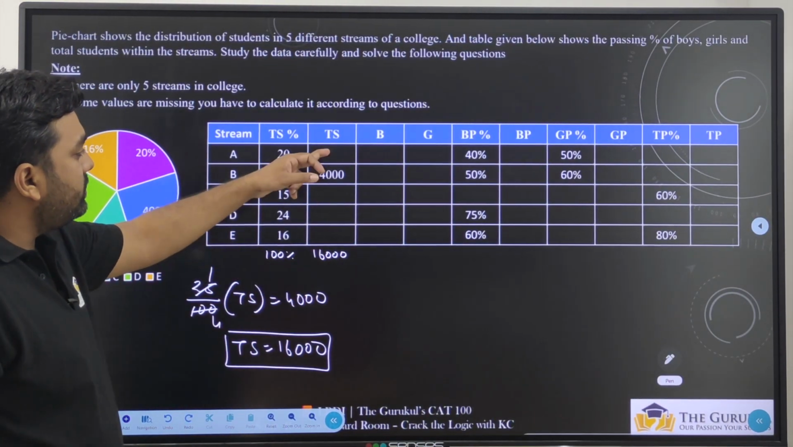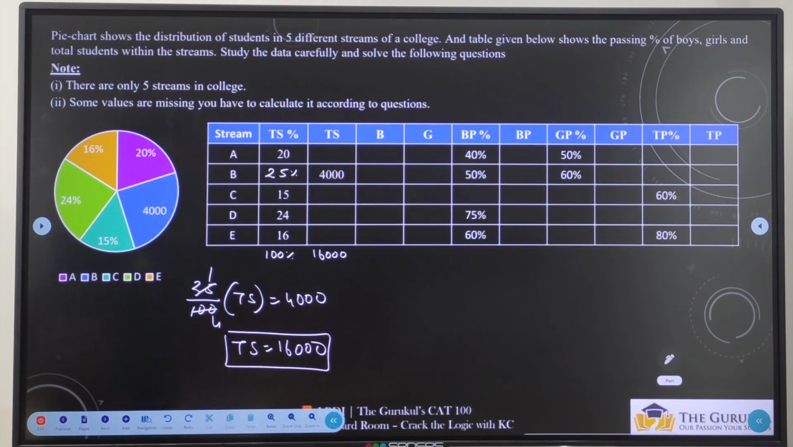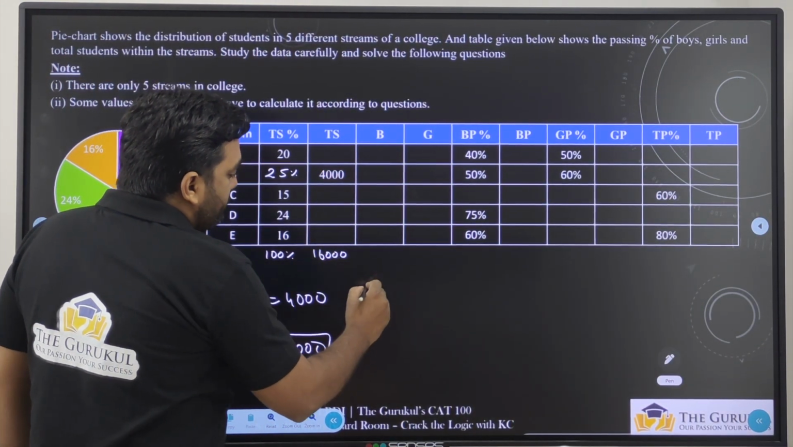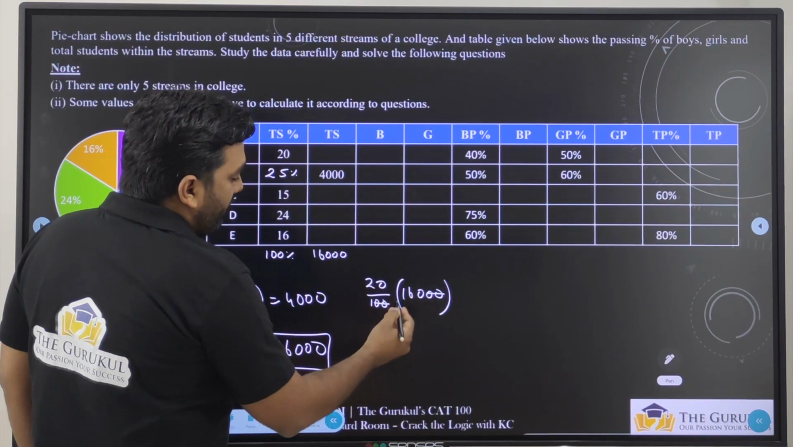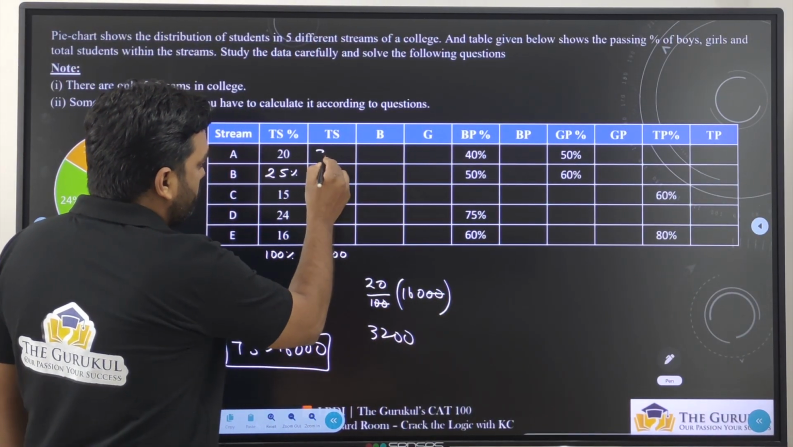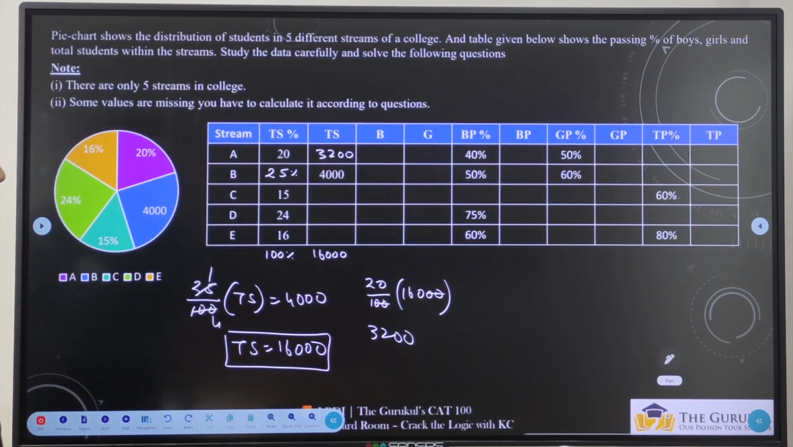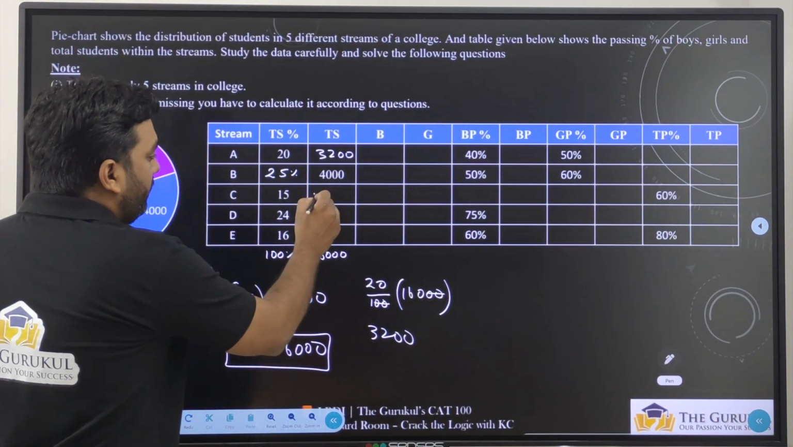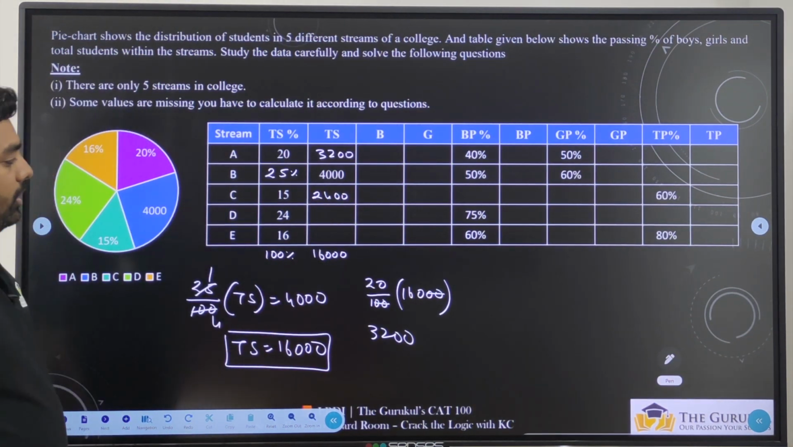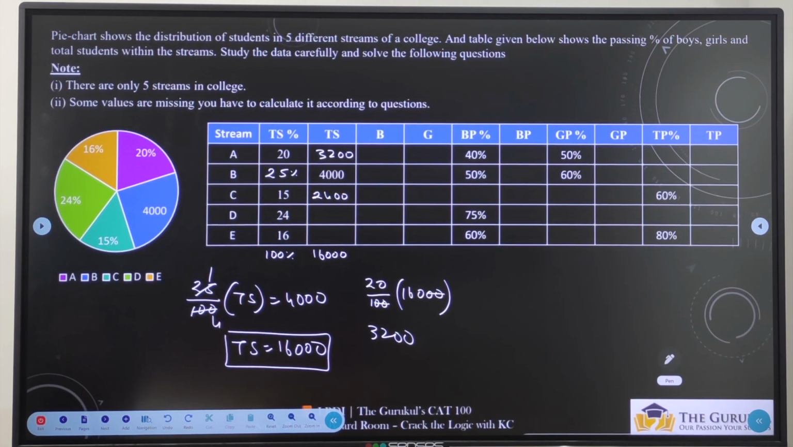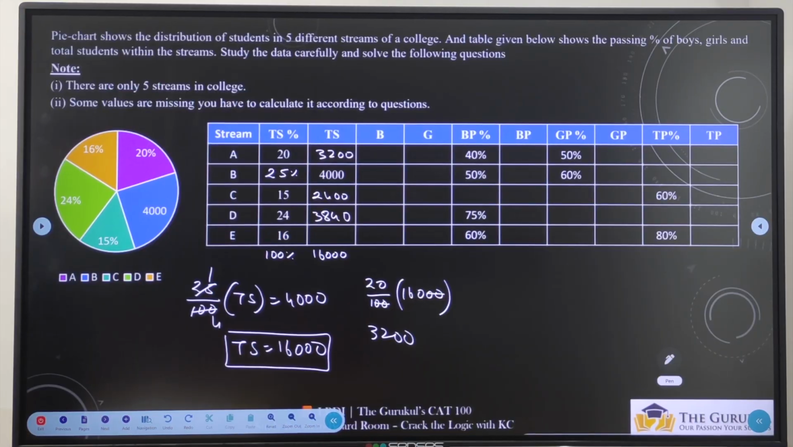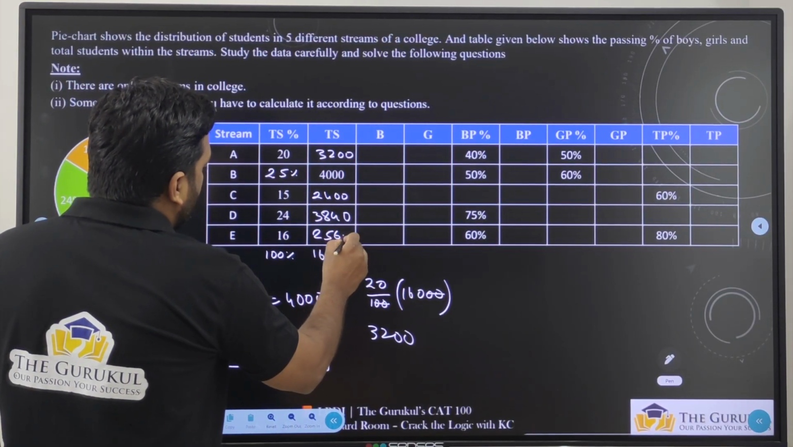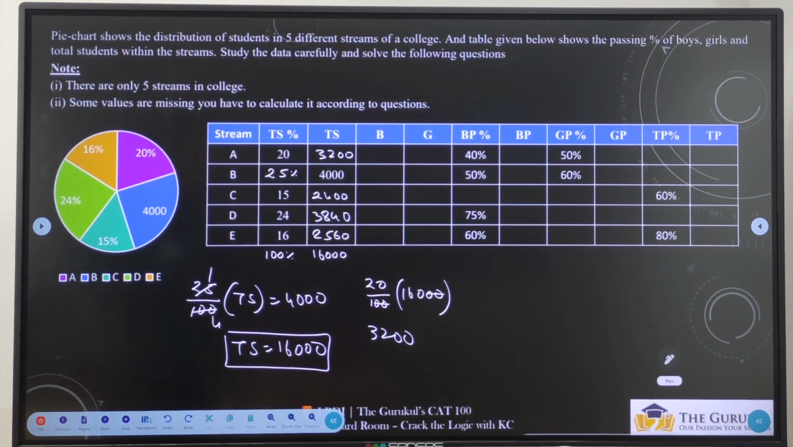If total strength is 16,000, fill up these 4 values individually. This will be 20% of 16,000. This will get cancelled. 16 2s are 32 with 00. So this is 3200. And this will be 1600 plus 800, which is 2400. This is 20% plus 4%, which will be equal to 3840. And 16% of 16,000, 16 squared is 256, so this will be 2560. These are the individual values.